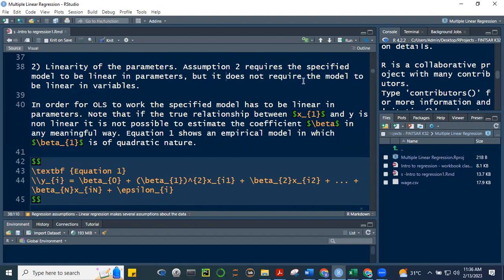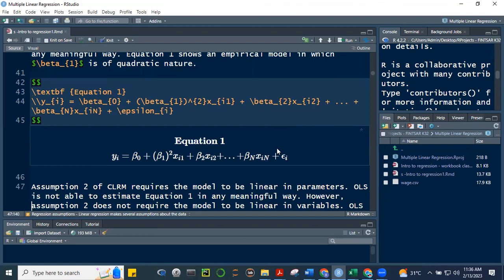What do I mean by linear in the variables? You can get the log of x1. You can get the square root of x1, no problem about that. But the parameters beta 1, beta 2, beta 3 should be linear. Let's take a look at this. This is another equation here.